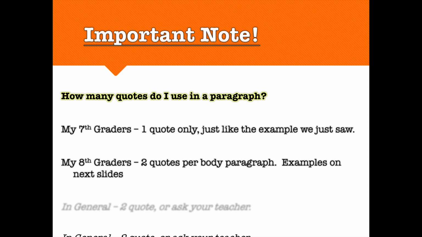In general, 2 quotes is the way to go. However, you should probably ask your teacher before you're certain about it. And then if your teacher still gives you kind of an unclear well, however many you think you need, 2 quotes is a good rule of thumb in general for 8th grade and above because it's not too long. It allows you to diversify your evidence and get different quotes from different sources, and it's not so long that your reader feels like you're just going on and on. 2 quotes is a very safe place to be. In 8th grade and above, 1 quote very often doesn't feel like enough.